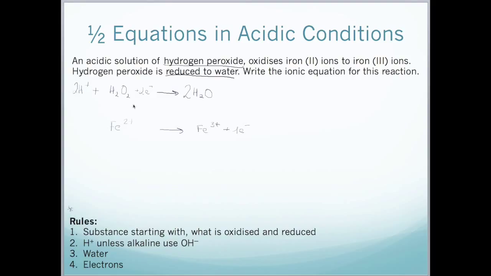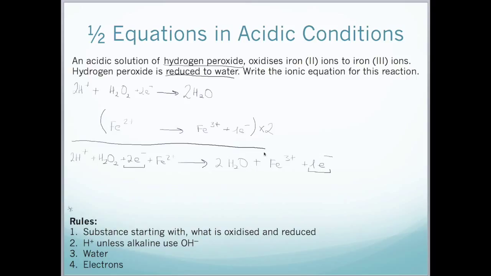This leaves us with these 2 equations, and if we were to combine them just like this, we have a problem because we have 2 electrons here and only 1 electron here. So that means that the electrons don't balance. The second equation, which is this, needs to be multiplied by 2. We now have 2 of this, we also have 2 electrons, and we have 2 like this.